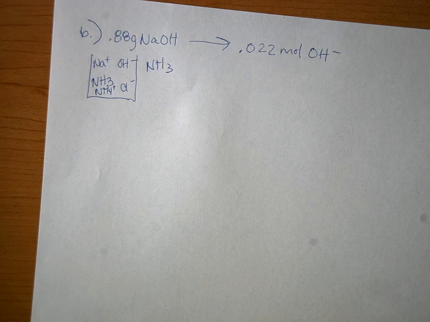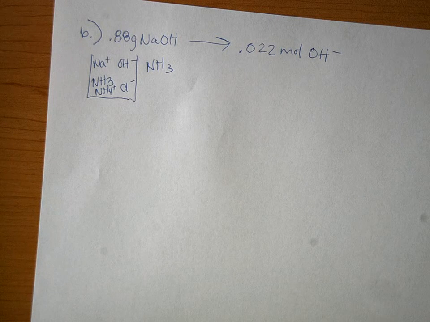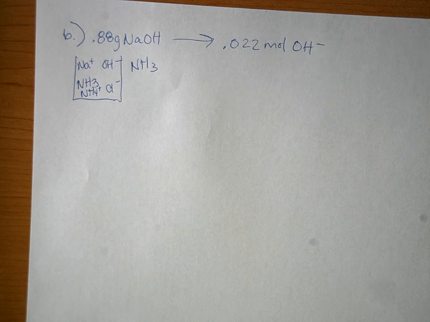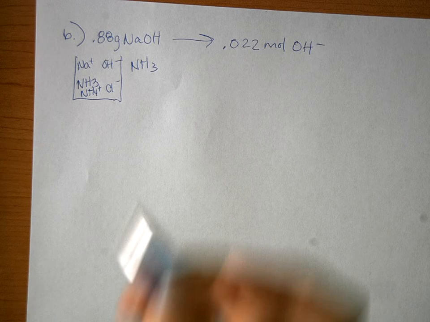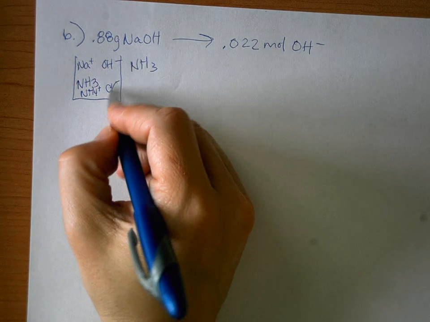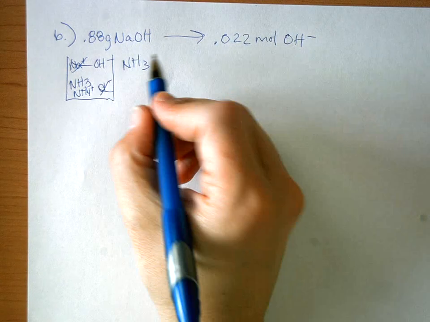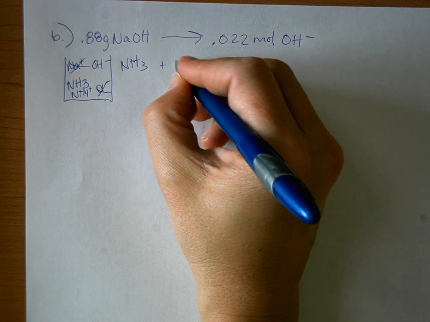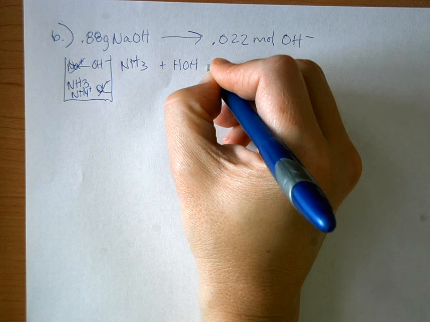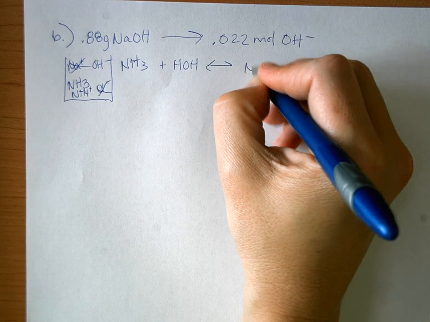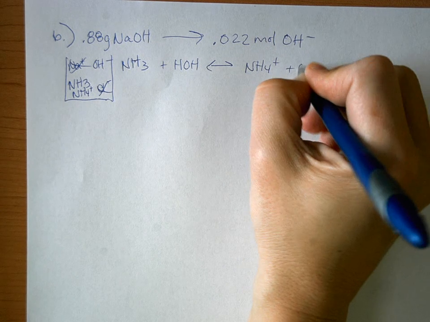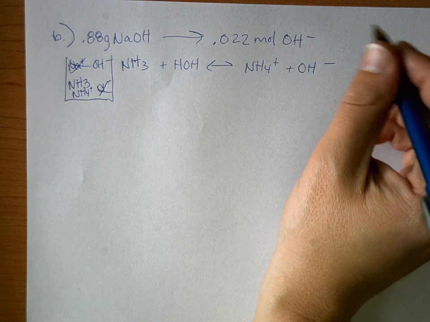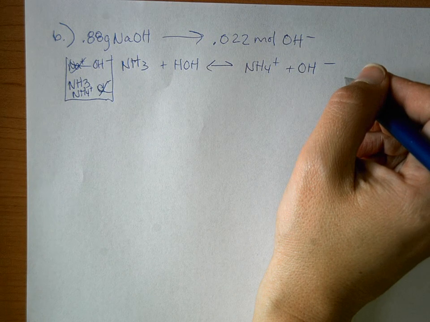All right, little interruption. So I'll be doing this in two parts. For part B, I'm adding my 0.88 grams of sodium hydroxide. So if I get into my beaker here and cross out what I can, my reaction becomes NH3 plus HOH, and then that gives me NH4 plus OH minus.